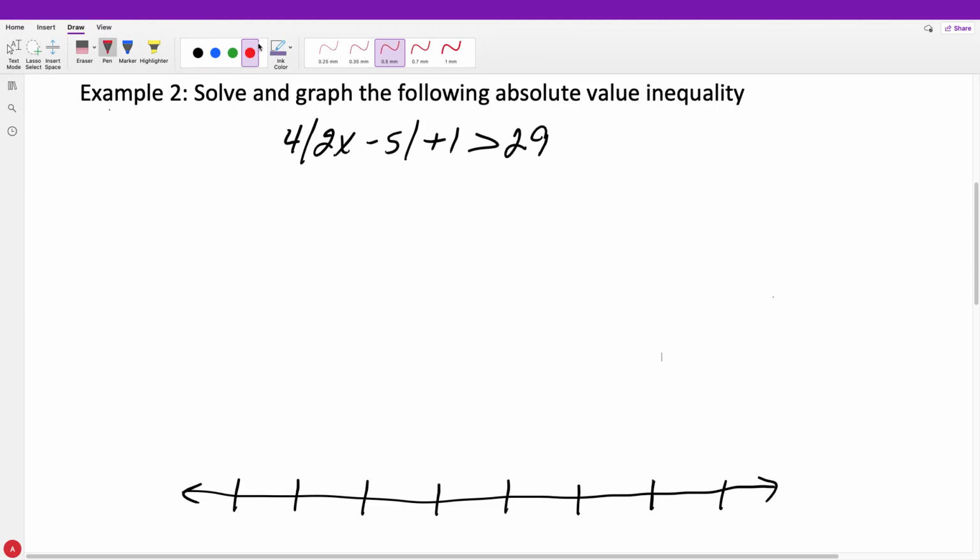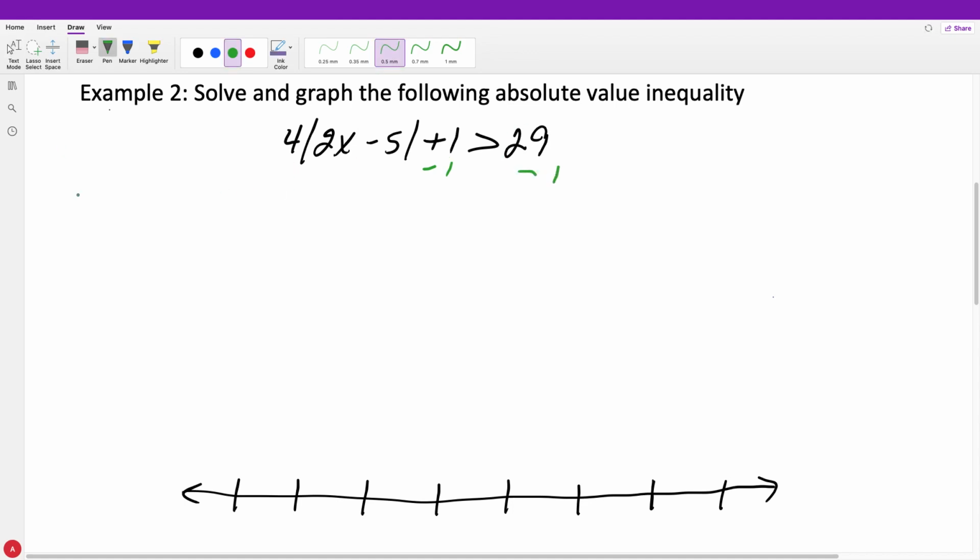So remember, for this problem, before we can get started with anything, we need to isolate that absolute value all by itself. So I need to get rid of this -4 and this +1. We do the same thing as we would if we were solving an equation with absolute value. So we would get rid of the addition first, and I'll subtract 1 from both sides.